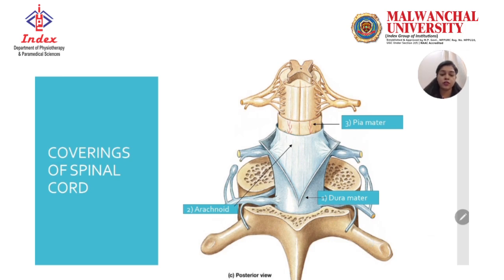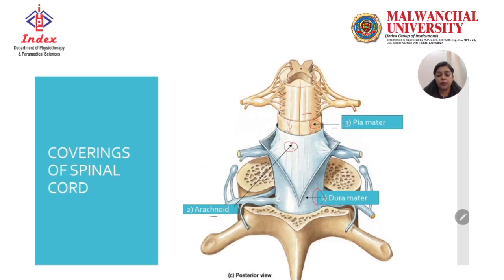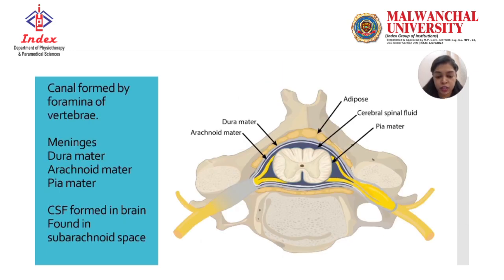Now what are the coverings of the spinal cord? The innermost layer is pia mater, the middle one is arachnoid, and the outermost layer is dura mater. So the spinal cord is protected by three coverings: the innermost is pia mater, then arachnoid, and then dura mater.